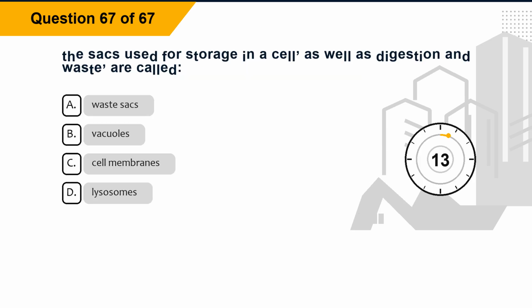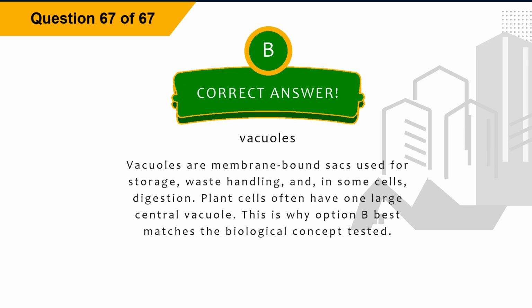Question 67. The sacs used for storage in a cell, as well as digestion and waste, are called option A, waste sacs. Option B, vacuoles. Option C, cell membranes. Option D, lysosomes. The correct answer is option B, vacuoles. Explanation. Vacuoles are membrane-bound sacs used for storage, waste handling, and, in some cells, digestion. Plant cells often have one large central vacuole. This is why option B best matches the biological concept tested.